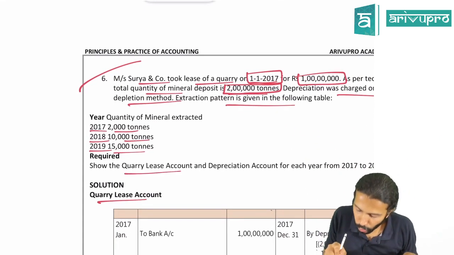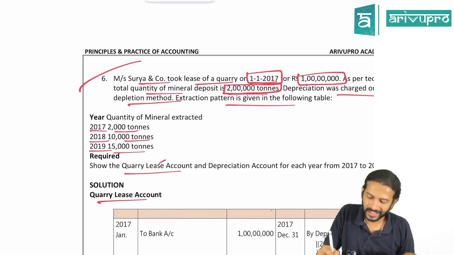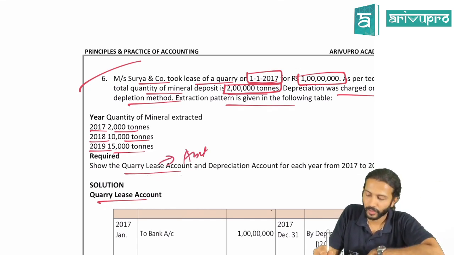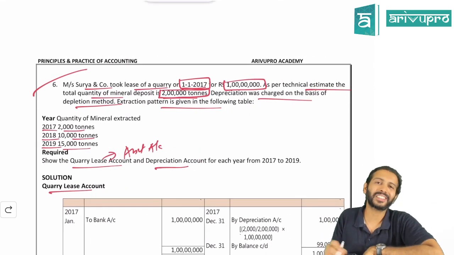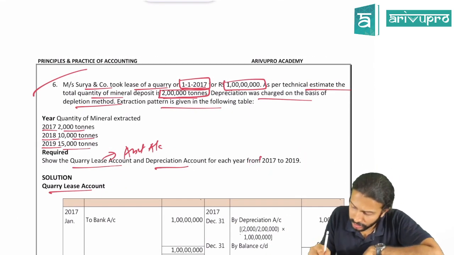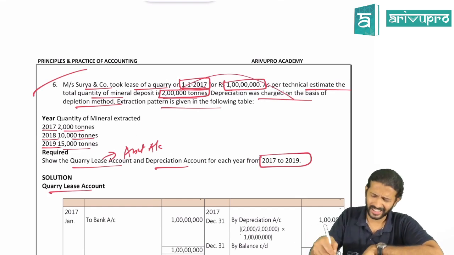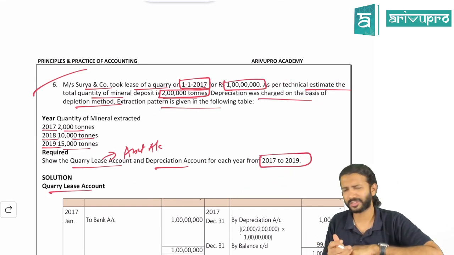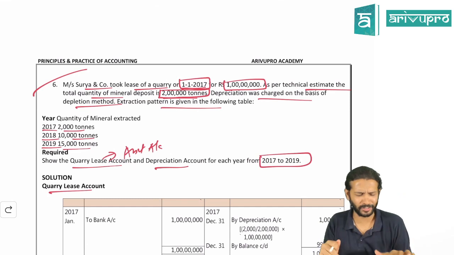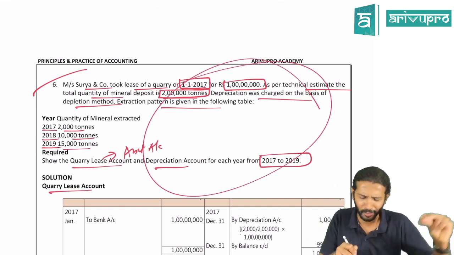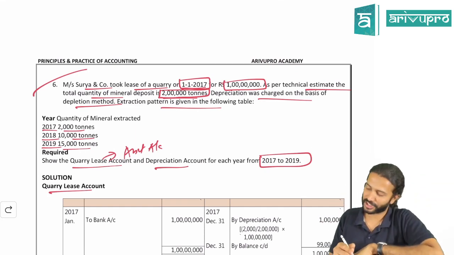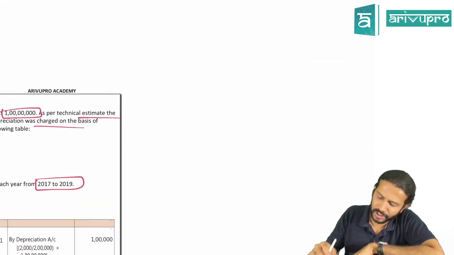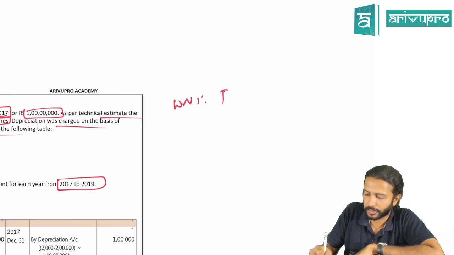You need to show the quarry lease account, basically the asset account. This is your asset here. You need to show the asset ledger and the depreciation ledger from 2017 to 19. Is the ledger really a problem for us? For our standard, we will shrug this off. This is a small problem, correct or no? But we will do it. But we need to calculate depreciation. So for the calculation of depreciation, one working note, we'll put it up here. Working note number 1.